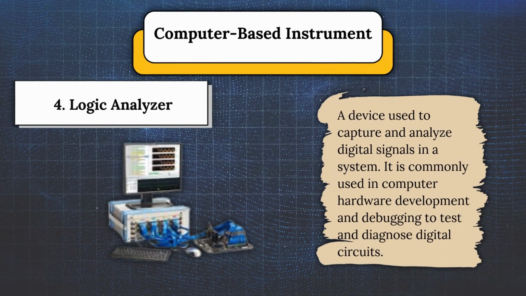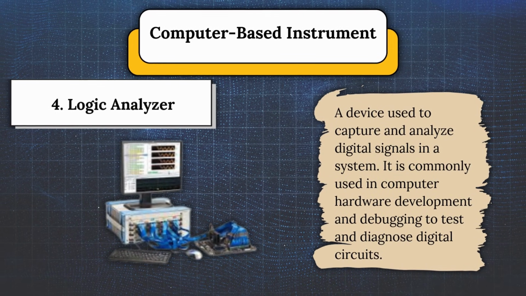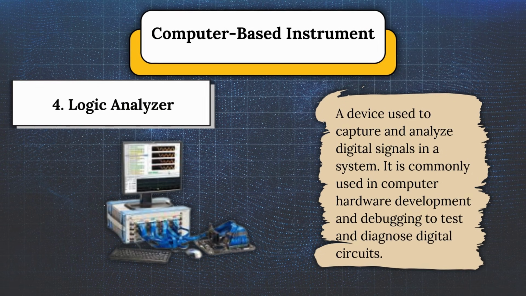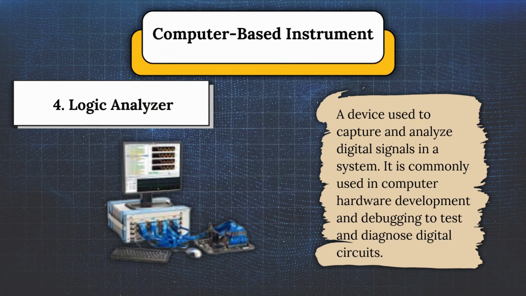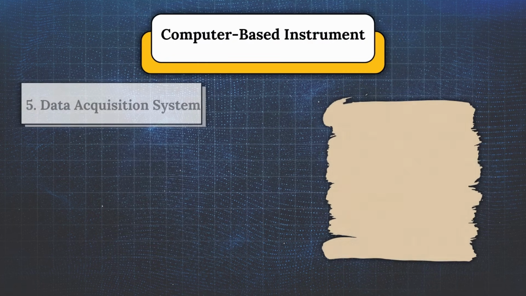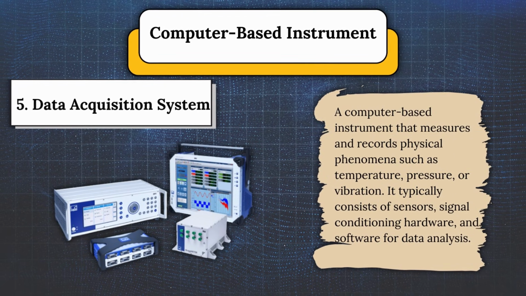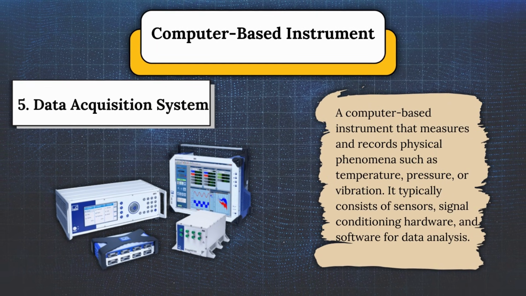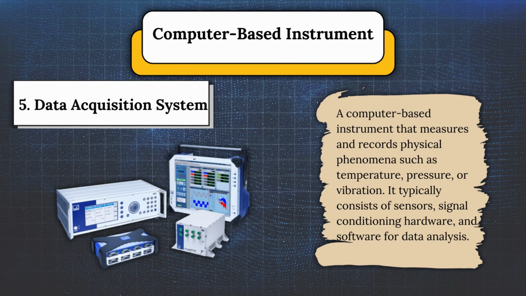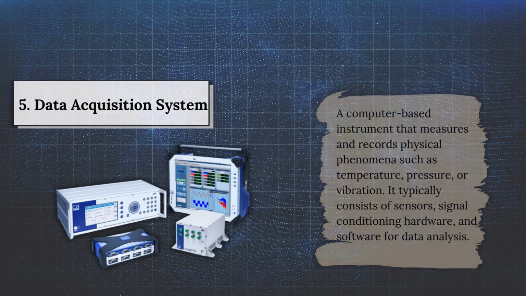Number 4. Logic analyzer. It is a device used to capture and analyze digital signals in a system. It is commonly used in computer hardware development, debugging to test and diagnose digital circuits. Number 5. Data acquisition system. It is a computer-based instrument that measures and records physical phenomena such as temperature, pressure, or vibration. It typically consists of sensors, signal conditioning hardware, and software for data analysis.